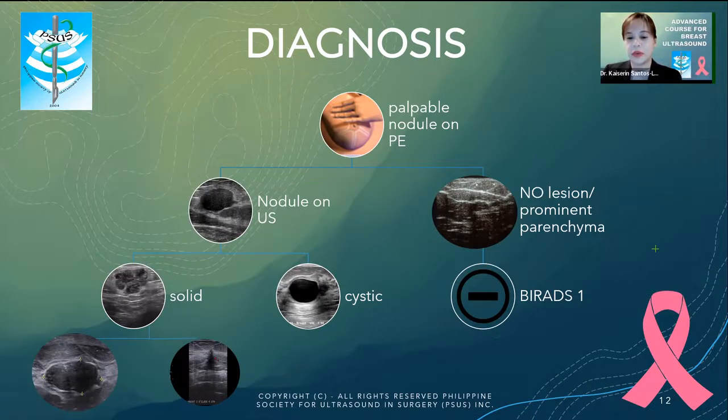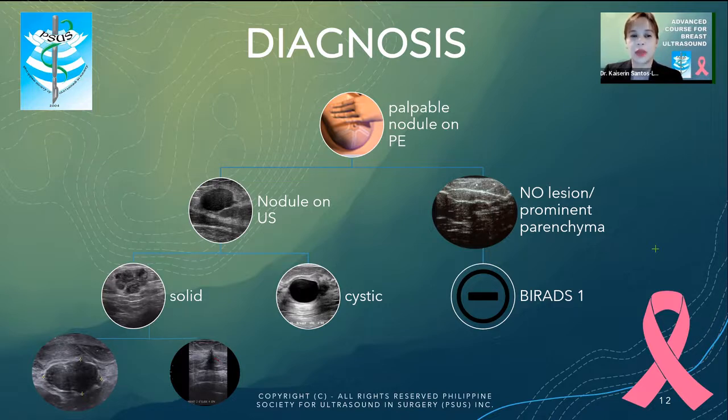Just a review, because our friends in radiology have already scanned both the breasts in their entirety, including the axilla. So this slide is only a summary and a review. If we actually have a patient presenting with a palpable nodule or an area of interest because of pain or discomfort, ultrasound is done and either there will be no lesion, just prominent parenchyma, therefore BI-RADS 1, negative.